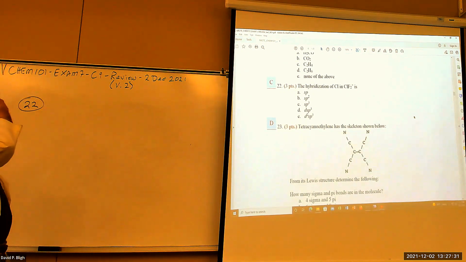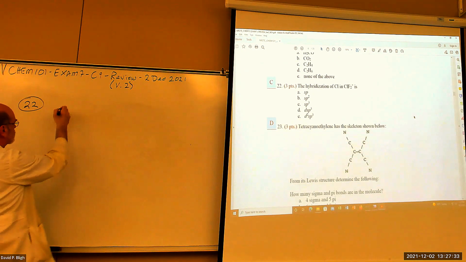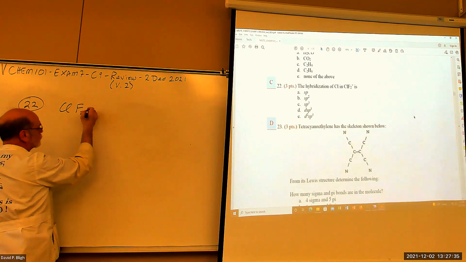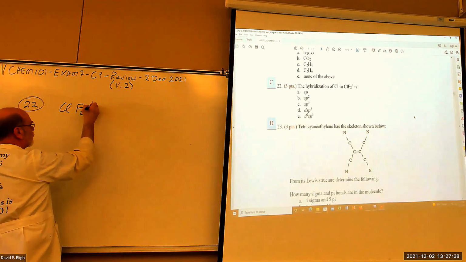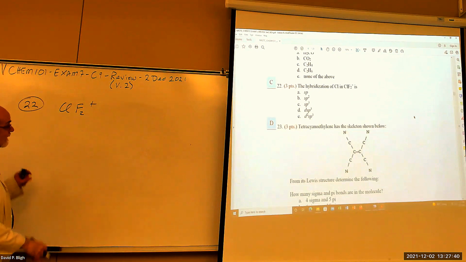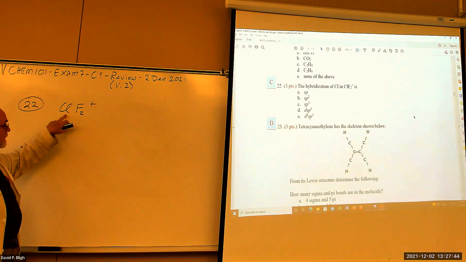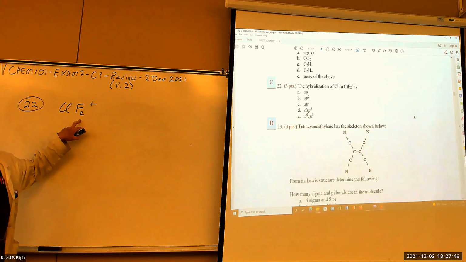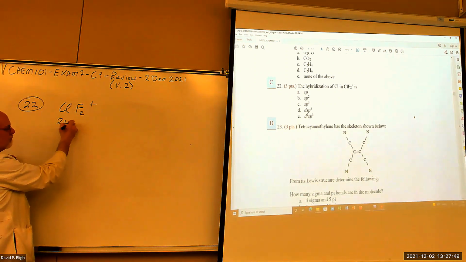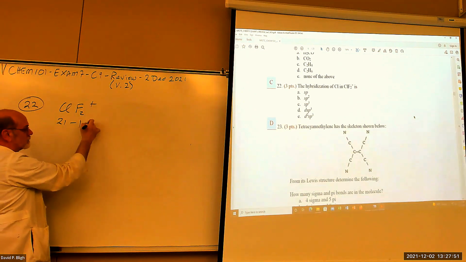22. What's the hybridization of chlorine in ClF2 with a single positive charge? Okay. They're halogens, right? Halogen, halogen, halogen. 3 times 7 is 21. Minus 1 to make the positive charge.